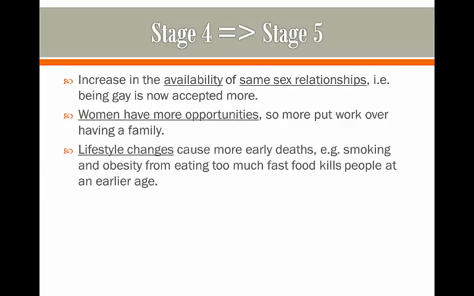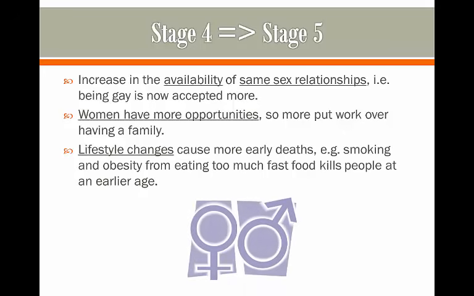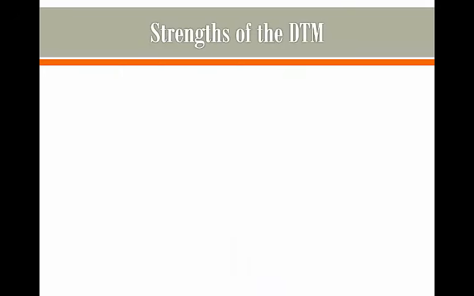Also, one of the main reasons that the death rate increases is because there are a lot of lifestyle changes which cause more early deaths, such as the effect of smoking and obesity on the population. So those are the reasons why. So before we move on to the strengths and weaknesses of the demographic transition model, stage 4 is a combination of all the reasons why the birth rate increases in stage 5 and decreases in stage 3. Okay, so the strengths of the DTM.